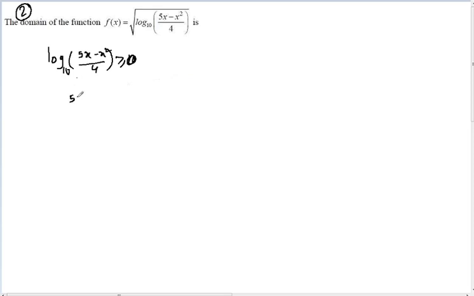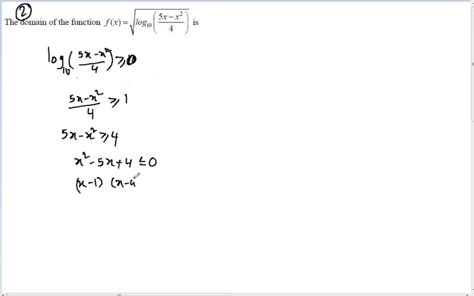Cancel the log, that is 5x minus x squared by 4 is greater than or equal to 10 power 0, which is 1. This is 5x minus x squared greater than or equal to 4. This is x squared minus 5x plus 4 less than or equal to 0. So this is x minus 1 into x minus 4 less than or equal to 0. So the domain of the given function is x belongs to the closed interval 1 comma 4. This is the domain of the given function.